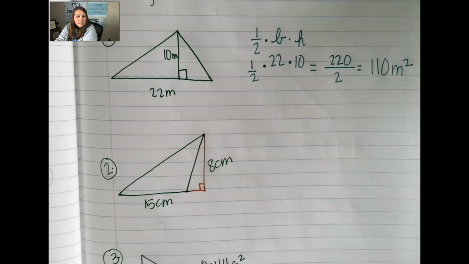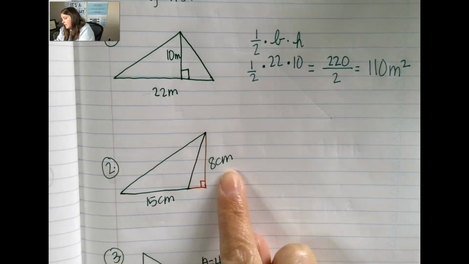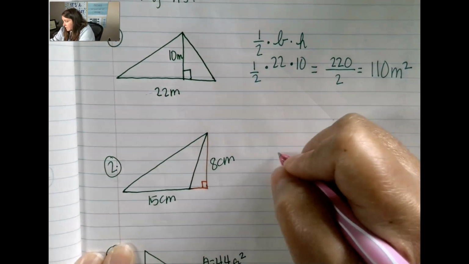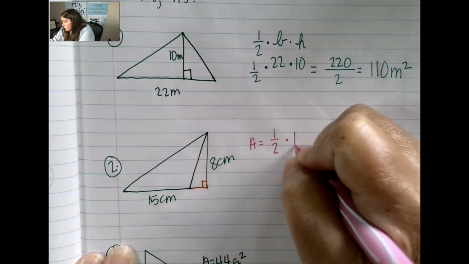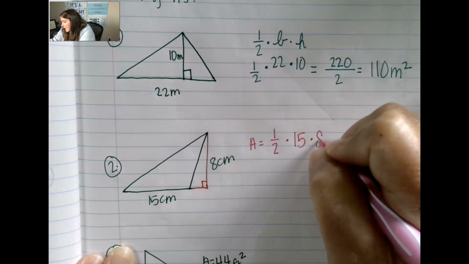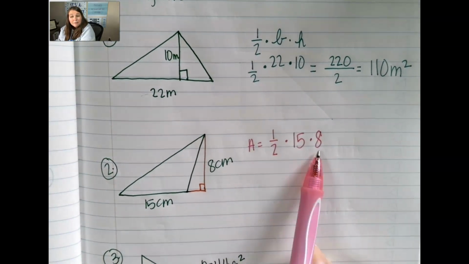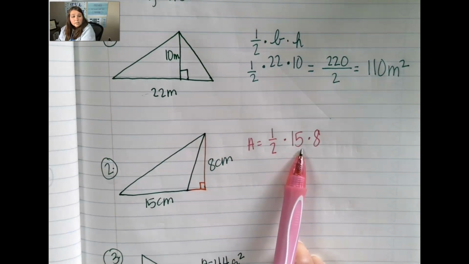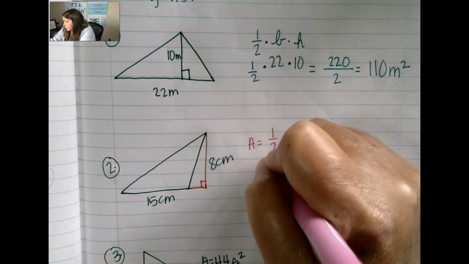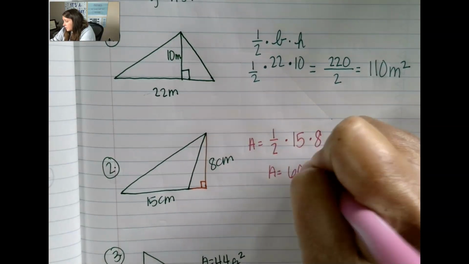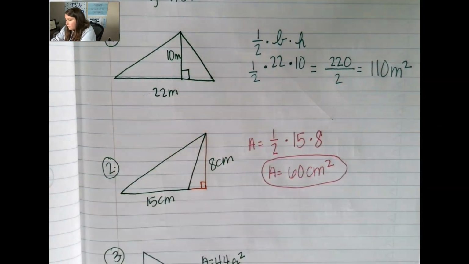Okay, the next one that we're looking at is this triangle here. We have a base of 15 and a height of 8. So we're going to use that same formula. Area equals half of the base, which is 15, times the height, which is 8. Again, we're going to just solve this going straight across. You could do half of 8. We know that's 4, and 4 times 15 gives us 60, because 30 plus 30 is 60. So area equals 60 centimeters squared. Again, we're squaring it because it's the area that we have found.